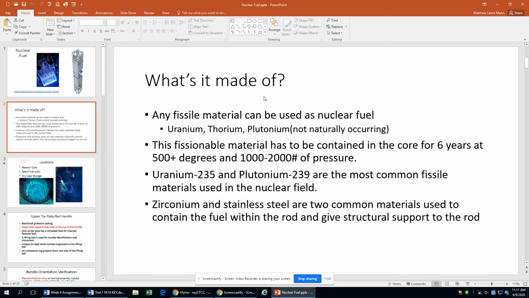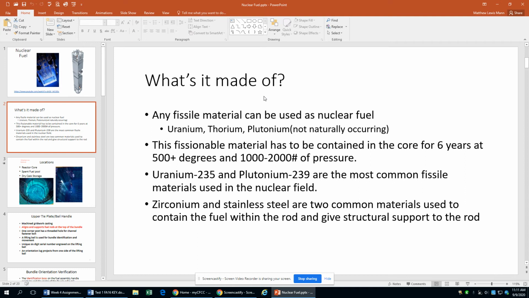Thorium just turns into uranium once it's exposed to some neutrons, and plutonium is not something that we can dig out of the ground. It's something that we have made as humans, and its half-life is short enough that all of it that was made during the Big Bang has already decayed. So the fissionable material has to be contained in the core for 6 years. So we have to make sure that whatever material that we're making this out of can stand up to the reactor for 6 years. Control rods are closer to about 10 years before they come out.